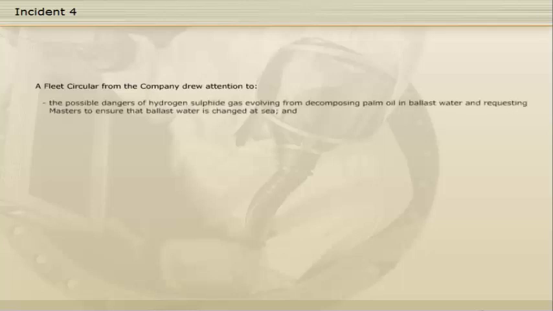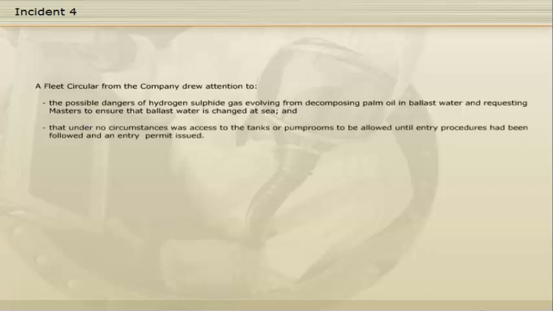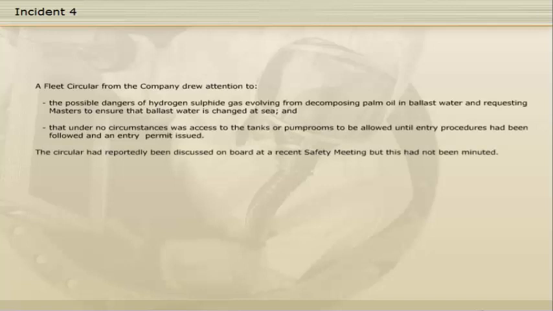A fleet circular from the company drew attention to the possible dangers of hydrogen sulfide gas evolving from decomposing palm oil in ballast water, and requested masters to ensure that ballast water is changed at sea, and that under no circumstances was access to the tanks or pump rooms to be allowed until entry procedures had been followed and an entry permit issued. The circular had reportedly been discussed on board at a recent safety meeting, but this had not been minuted.